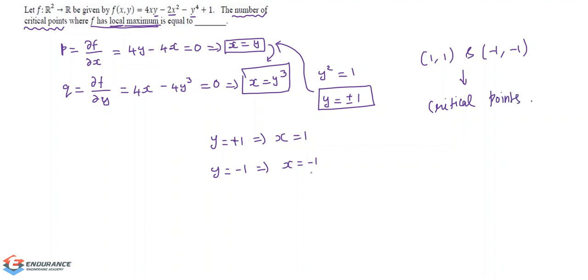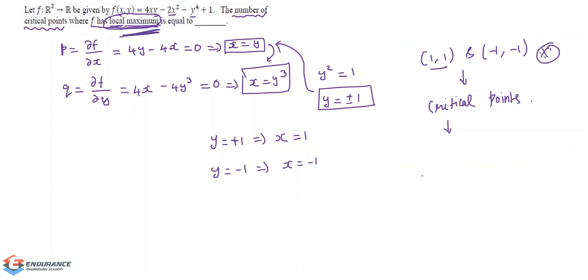But we are not very much concerned about critical points alone. Why? We have to find out the critical points which have local maxima. This is actually a mistake point, because they are asking the number of critical points where f has a local maximum. Suppose you directly count how many critical points there are, 1 and 2, and put 2 here without proceeding further, then it is wrong. You have to understand that they are asking for critical points corresponding to only local maximum.